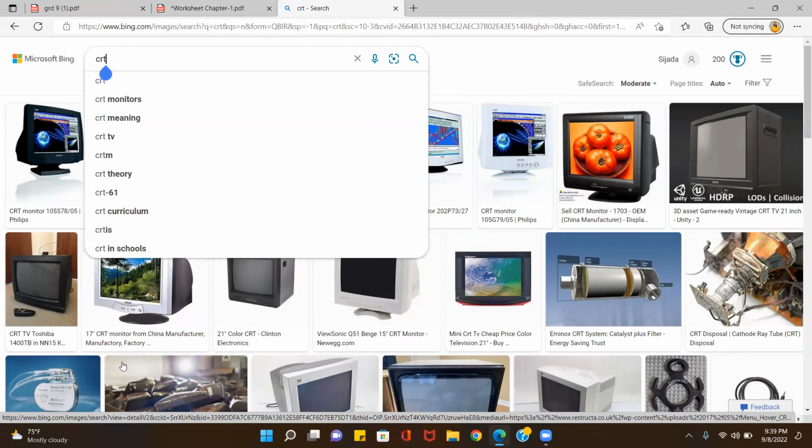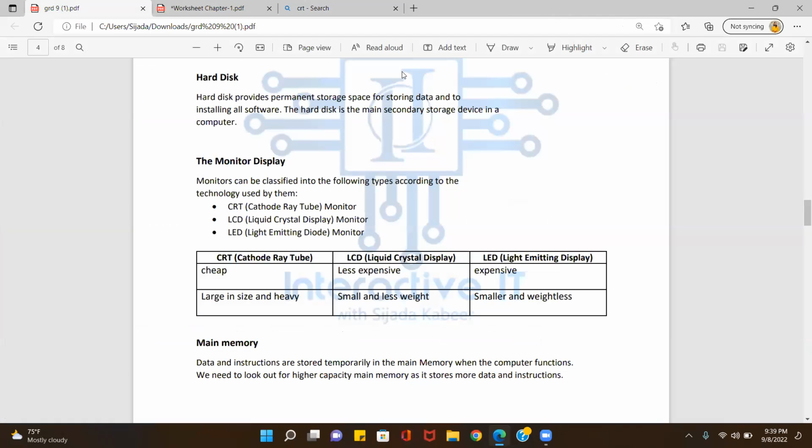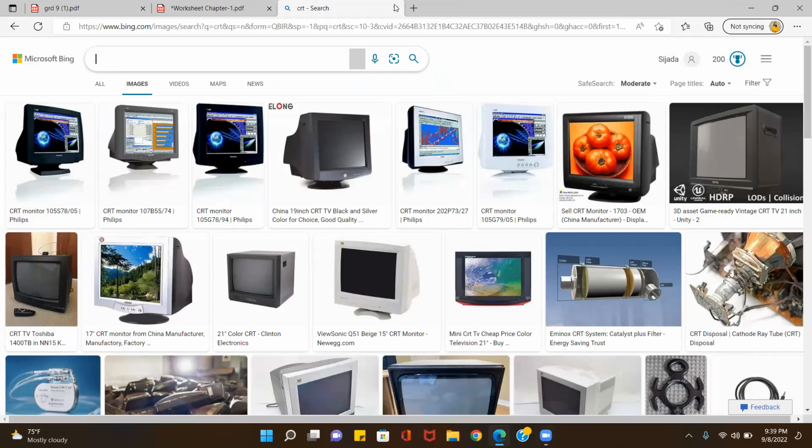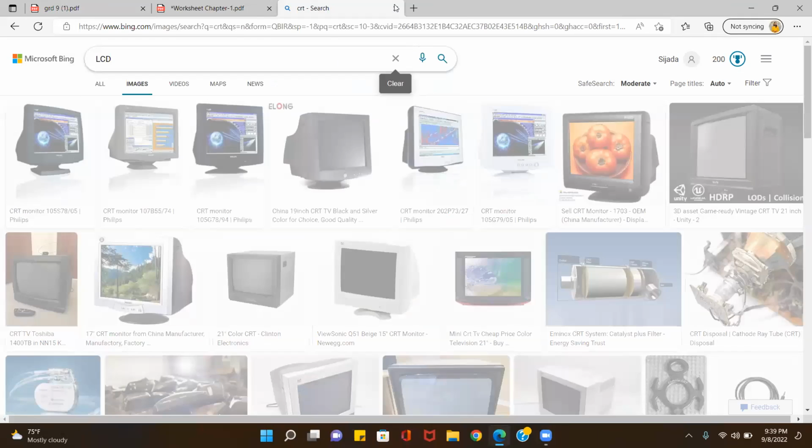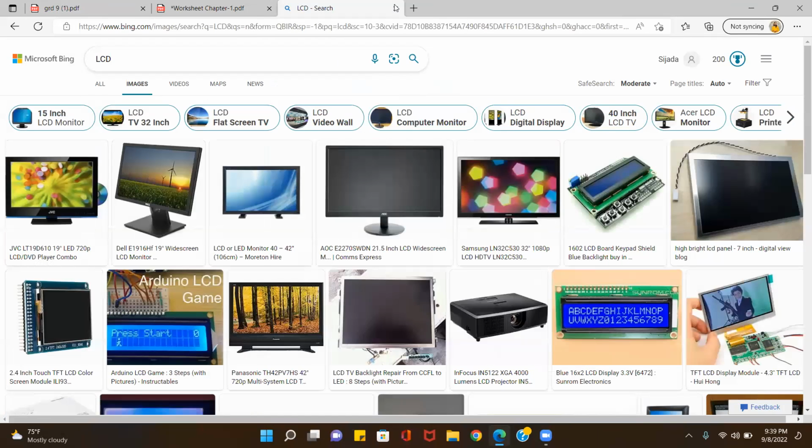Nowadays what you are using is known as LCD. The monitor, the computer screen that you're using, this flat one, is called an LCD. LCD is a little more expensive than CRT, and consumes less electricity.